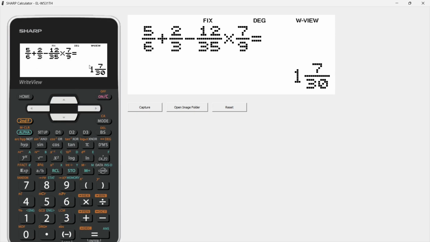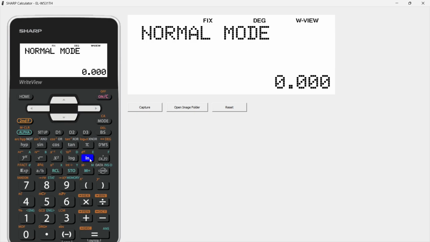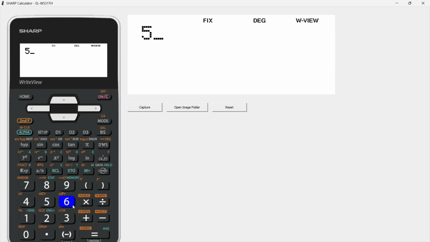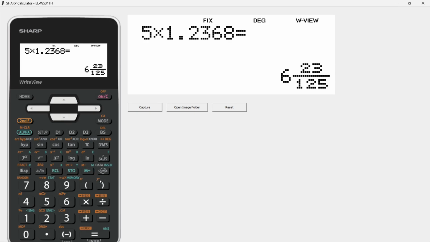Now notice the answer here is still in fraction form. If I press change, it's still going to give me the improper fraction form. But when I press change one more time, my answer now is to 3 decimal places. And that's going to happen for every answer right now. So I can check that out, cancel. I say 5 times 1.2368, and I will get a long answer, but it will only give me 3 decimal places for my answer.